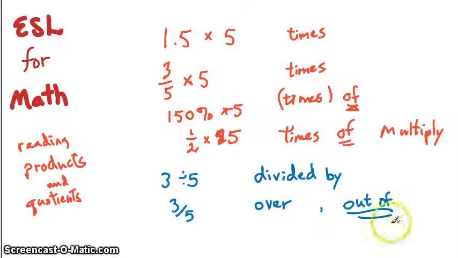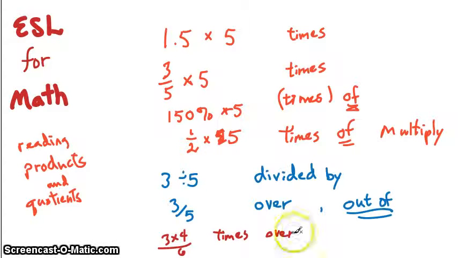Okay, so let's put those two together just for a minute, and let's do something like this more complicated thing. Okay. Probably I would read this as 3 times 4 over 6. Okay, so here you're hearing times and then over for the division.